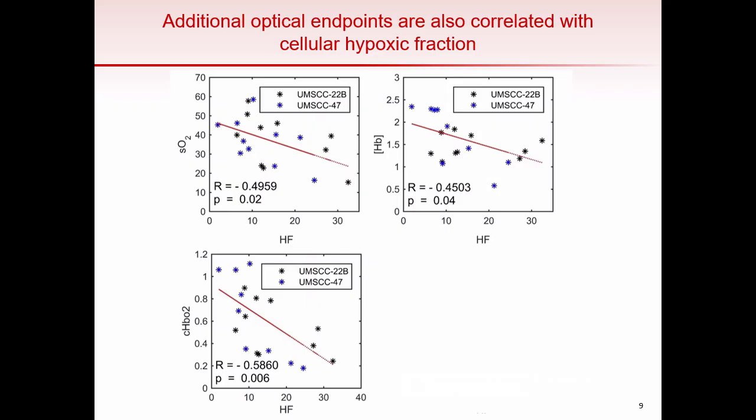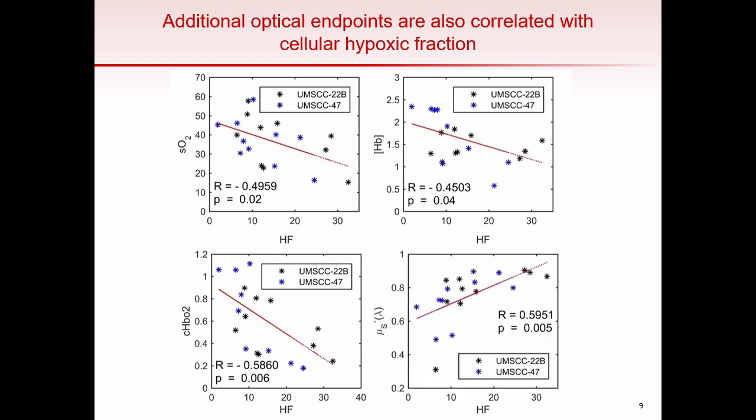When we look at hemoglobin and oxygenated hemoglobin, we saw the same concordance. And very interestingly, we saw that scattering is positively correlated with hypoxic fraction. Now, scientists from Duke University have previously proved that scattering is positively correlated with necrotic cells. So what we are seeing here could mean that highly hypoxic tumors also have some number of necrotic cells.